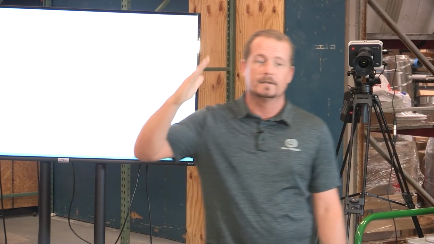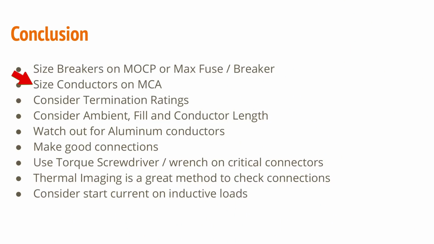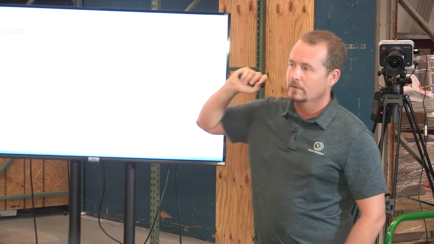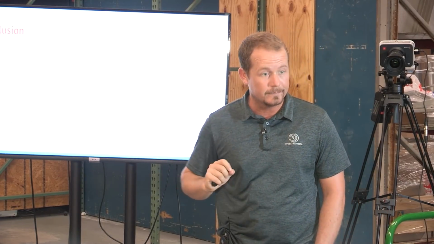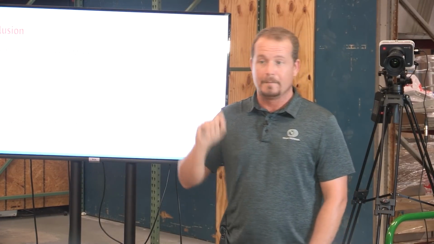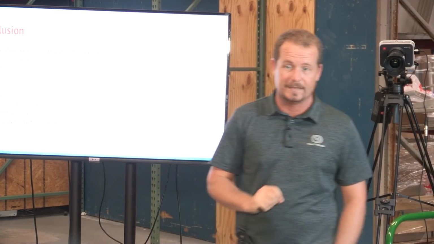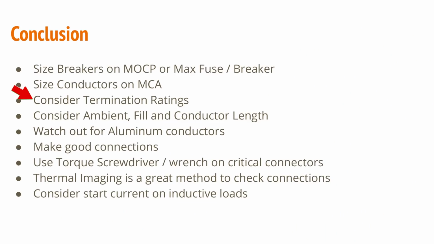So they allow it to be this higher number because the compressor's a motor, and that motor draws higher current when it starts. We size conductors based on MCA, minimum circuit ampacity. That's the minimum amperage capacity that the circuit needs to be able to handle. So if you've got 23, then you need to have a conductor in there that at minimum can handle 23 amps. That's what that means. Consider termination ratings. Pay attention when we say termination, that just means connection. How are you connecting it on each end?